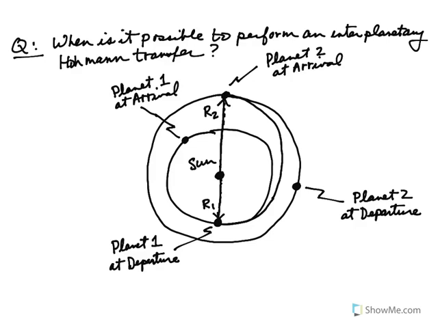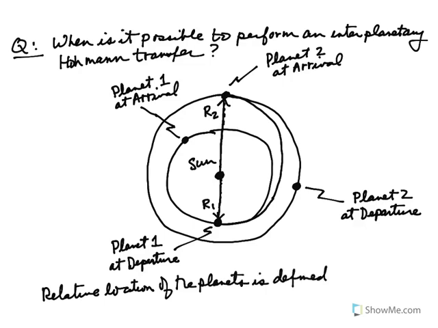Now, you can actually see that in order to be able to do this, we have to define a construct which allows us to be able to see the relative location of these planets. So the relative location of the planets is defined through a quantity called the phase angle.